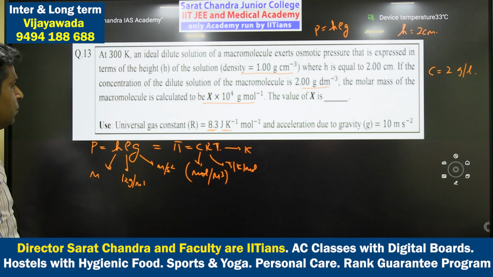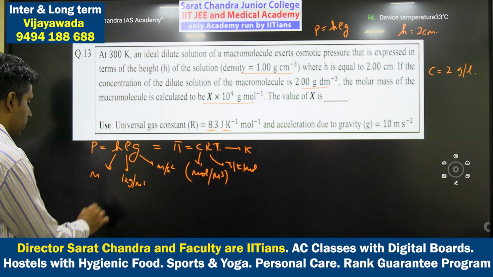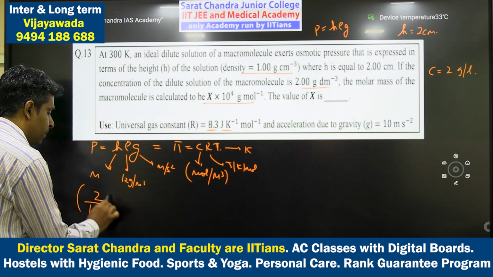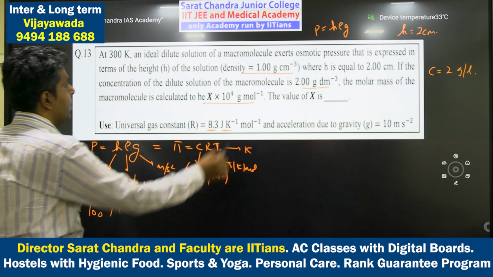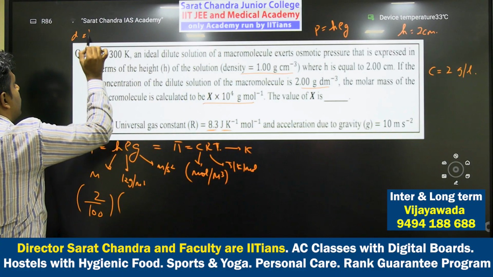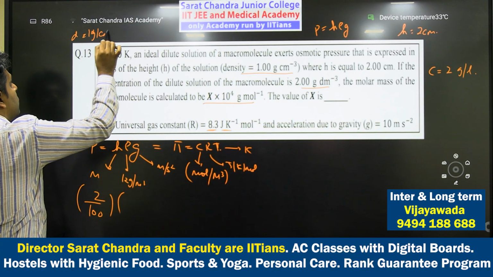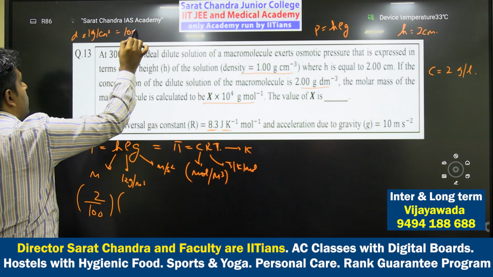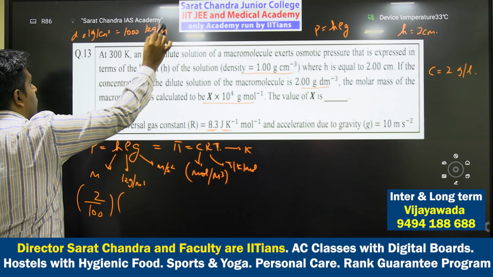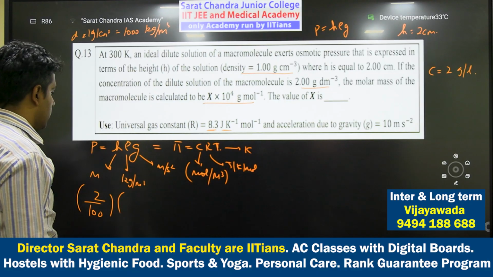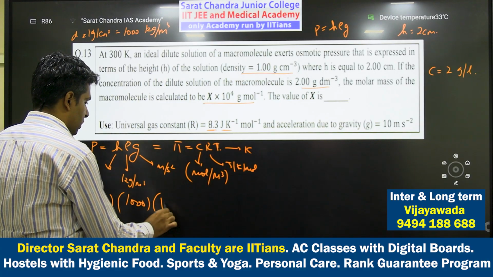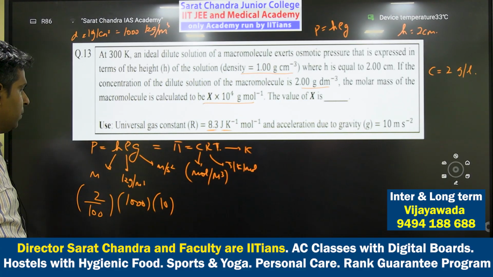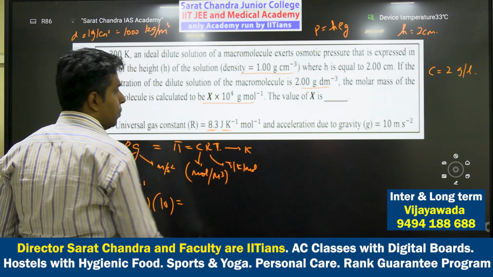So let us work in SI units. Height is 2 centimeter, so in meters it will be 2 by 100. The density of the solution is 1 gram per centimeter cube. You can convert this into 1000 kilograms per meter cube. So density will come out to be 1000 kilograms per meter cube. In SI units we are taking the density, and acceleration is also given in SI units, that is 10 meters per second square. That will be equal to the concentration.